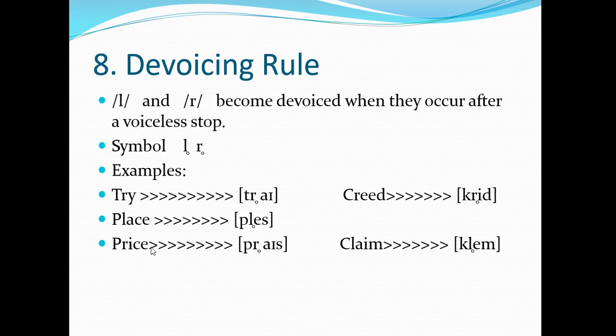What about price? Price. Yes, the same case here. The R sound is after the sound P. And in this one too. Creed. Creed. The R sound is after the sound K. And in this case also, claim. Claim. The L sound is after the sound K. So that's why we need to apply the devoicing rule.